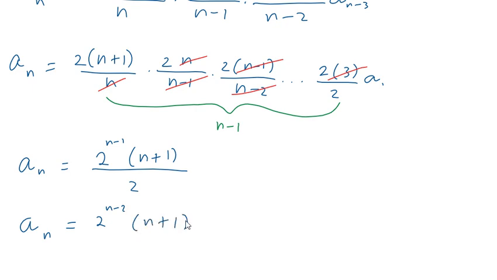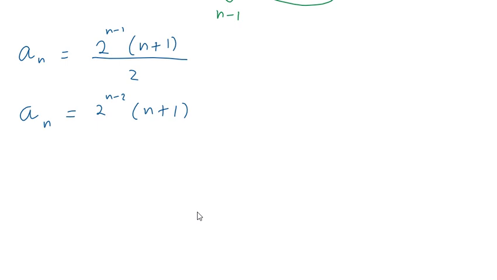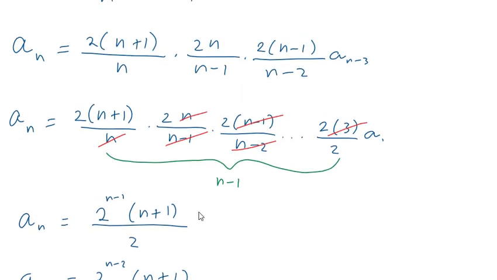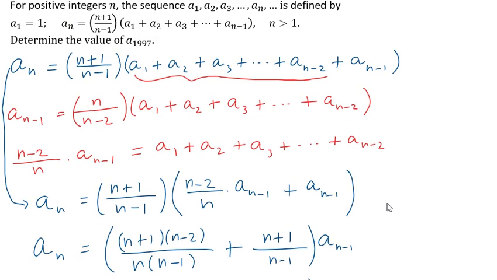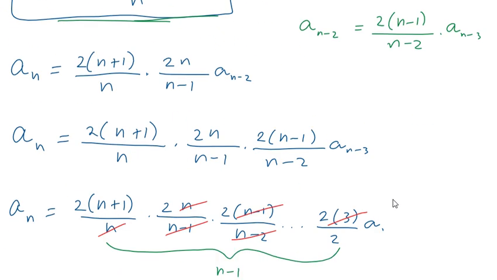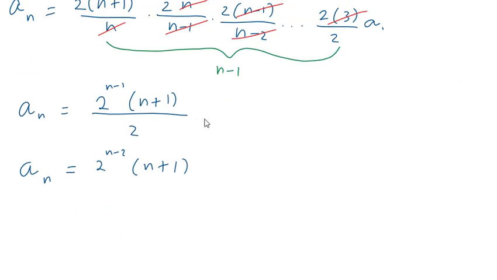So now we have the explicit formula for a sub n, and then we can now solve for a sub 1997. Take note, by the way, that by definition a sub 1 is 1. Okay, that's why here a sub 1 is gone. So we have here a sub 1, but a sub 1 is 1. That's why we have this formula.